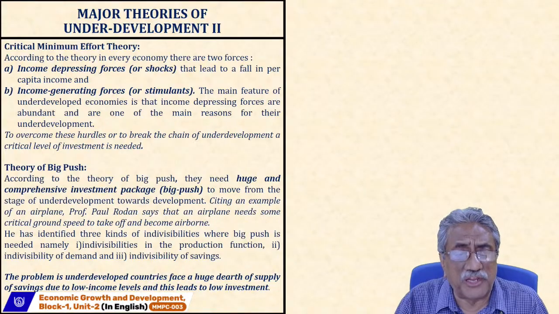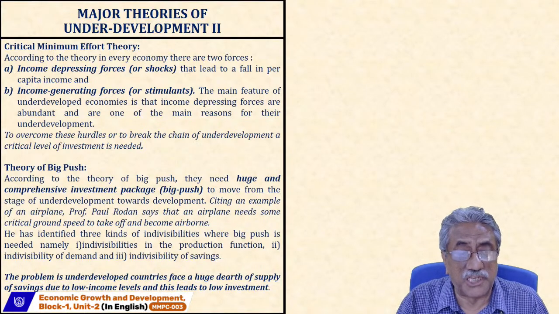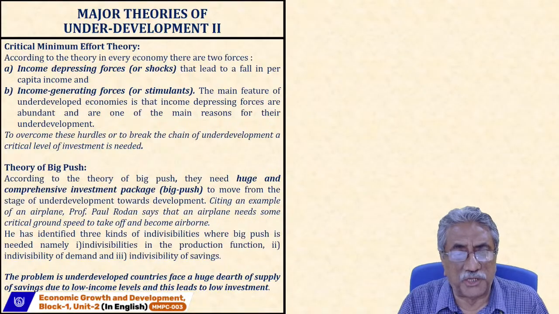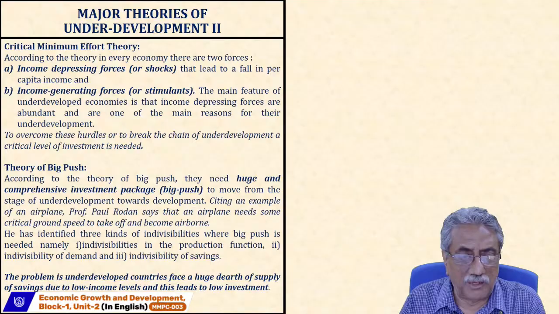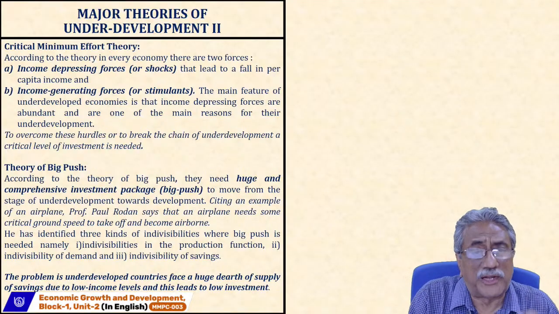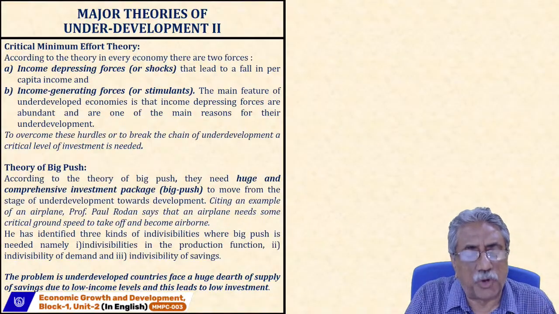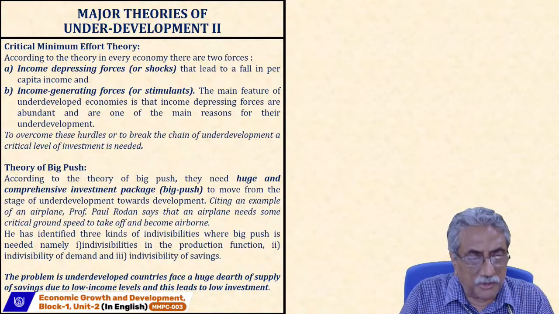He has identified three kinds of indivisibles where a big push is needed: production functions, demand functions, and savings. So a big push in production, a big push in demand, a big push in savings. Savings will give capital, capital will give you more productive capacity, and that will also create demand because people will be employed, they will have earnings, they will demand.